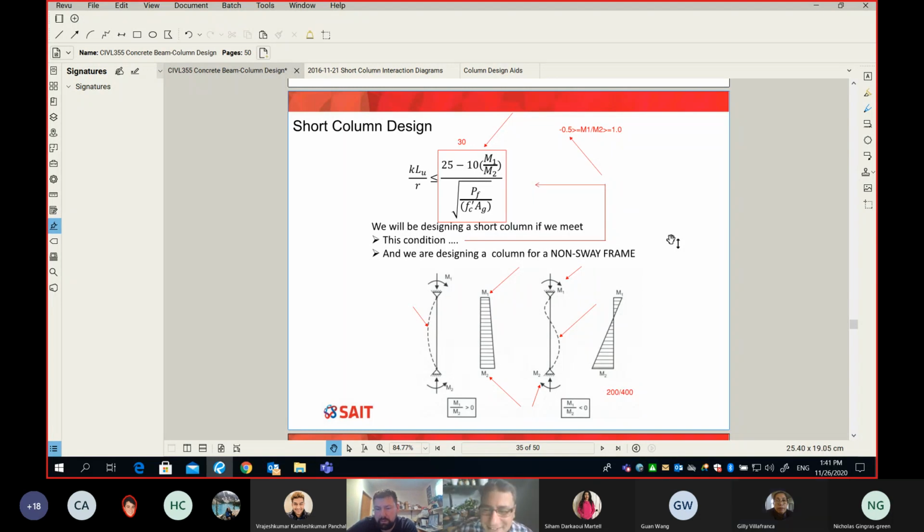No. You're right. Maybe you're right, maybe I'm wrong. I don't know. But here is how I want you to do it. If you run into this situation, you pick the column dimension, you find your KLu divided by r, and it happens to be more than this lambda maximum, then it means your column is slender. And we were never taught how to design a slender column. So we will force it to be a short column. How can we force a column to be a short column? What do you think?